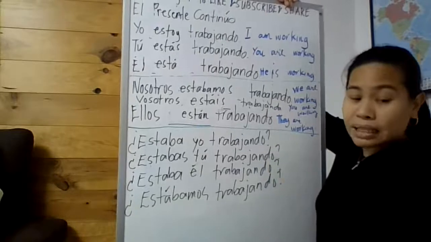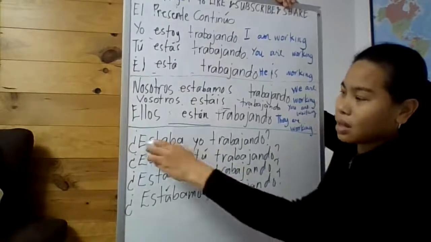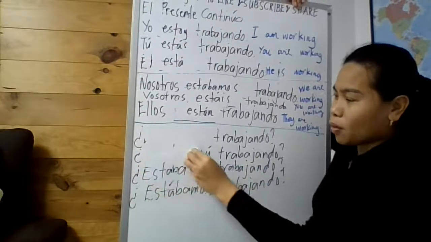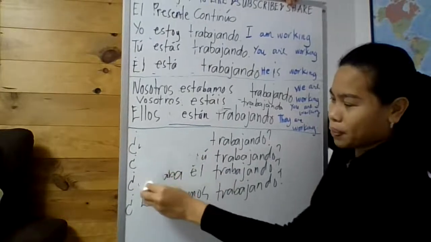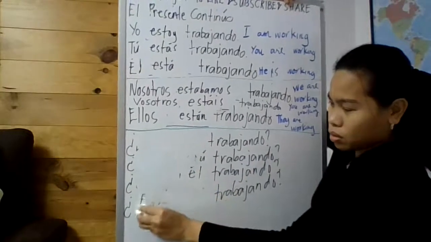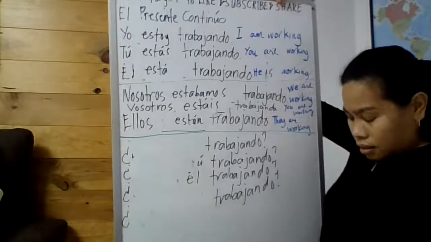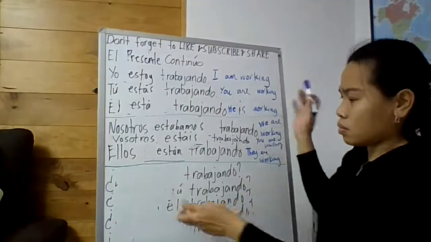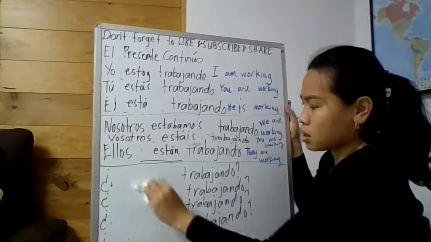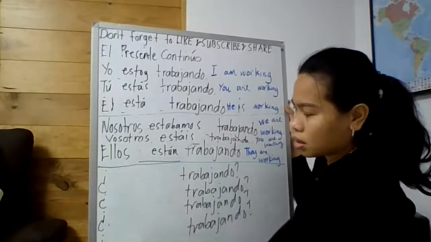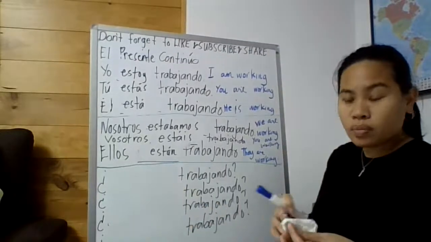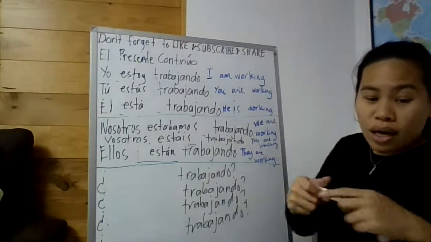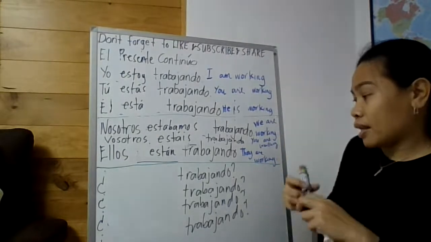So, pag gagawin natin yang present, ganun lang po, papalitan mo lang siya ng verbo presente. El verbo presente. So, gagawin natin siyang present continuous. Yan, nabura ko yung pronombres. The pronoun. How are you? Are you working? So, ang gagawin mo ay papalitan mo lang.